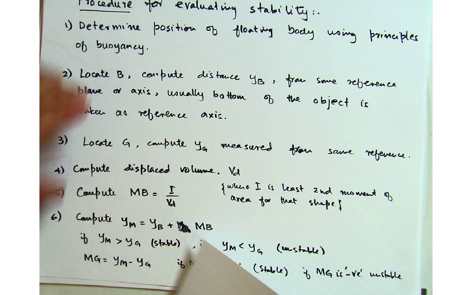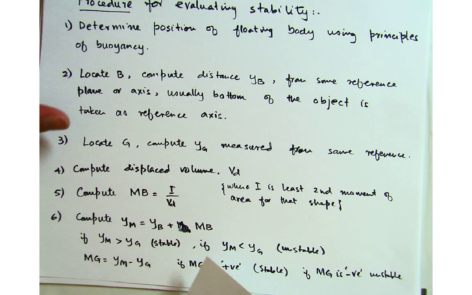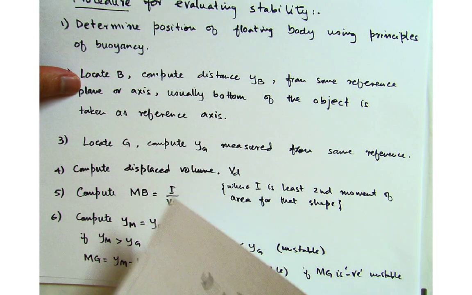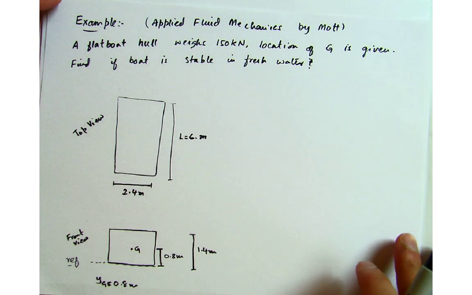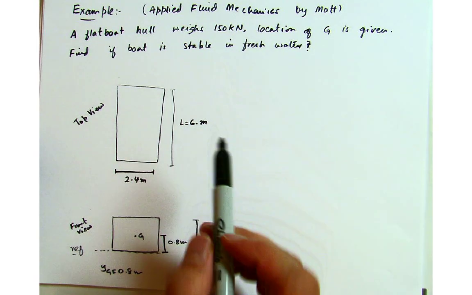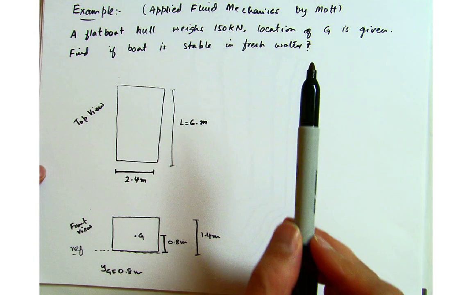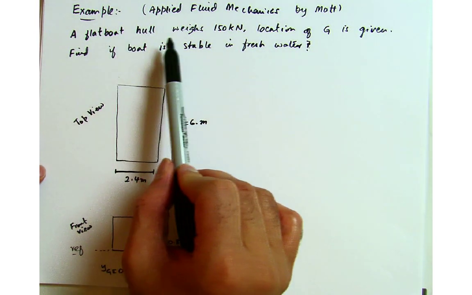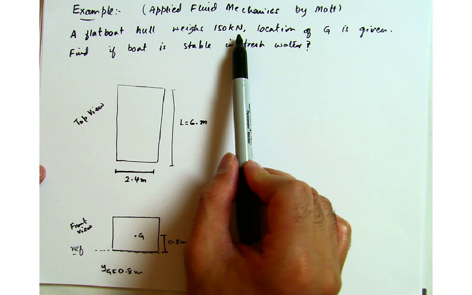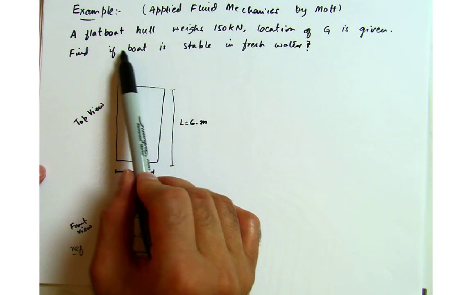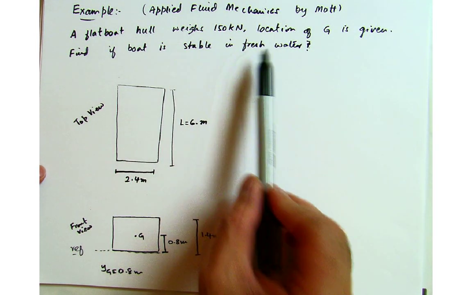So those are the 6 things we always have to compute to find the stability of a floating object. So let me do a quick example to show you exactly how this works. Alright, so here's an example, and I took this from Applied Fluid Mechanics by Mott. The example says a flat-bottom boat hull weighs 150 kilonewtons, location of G is given, find if the boat is stable in fresh water.